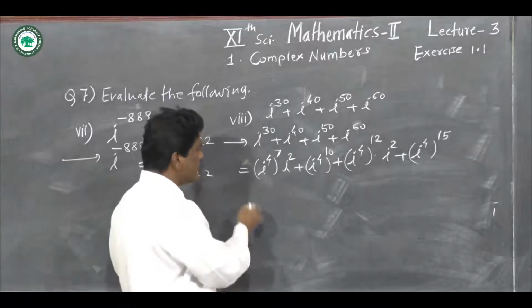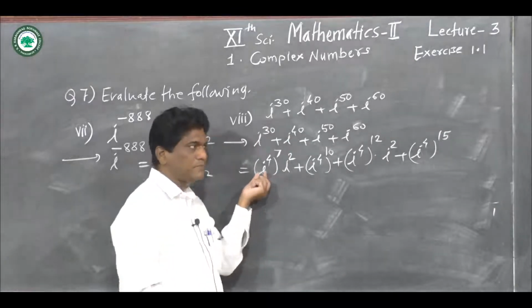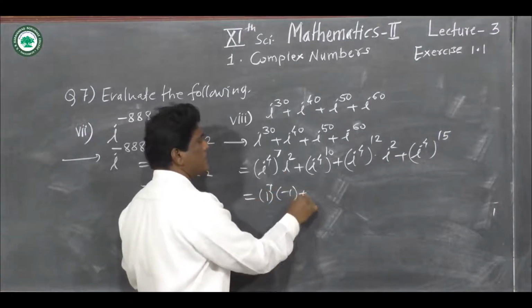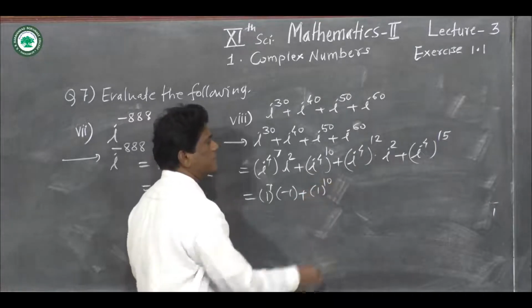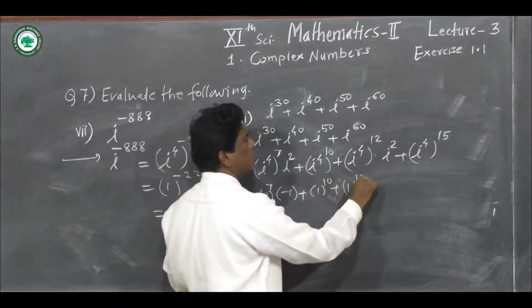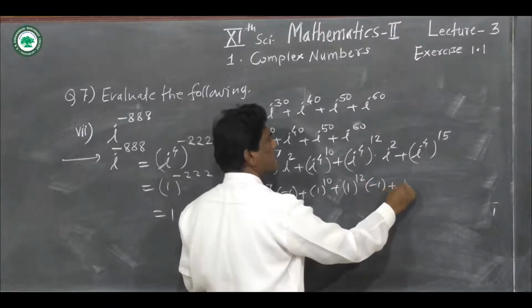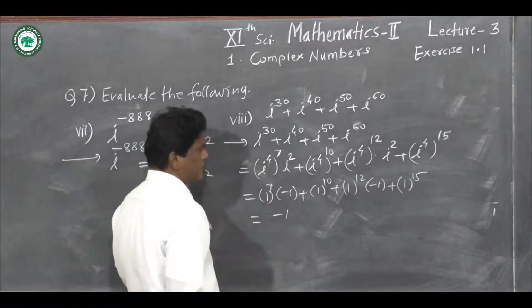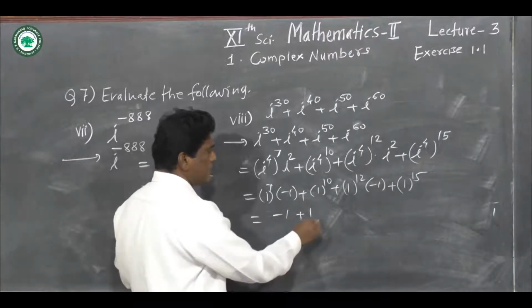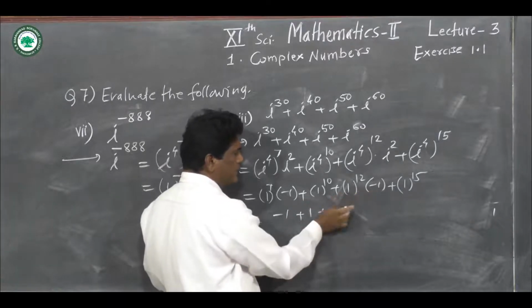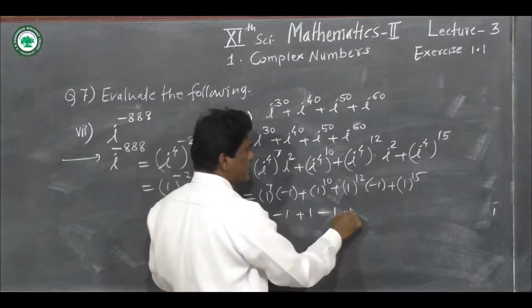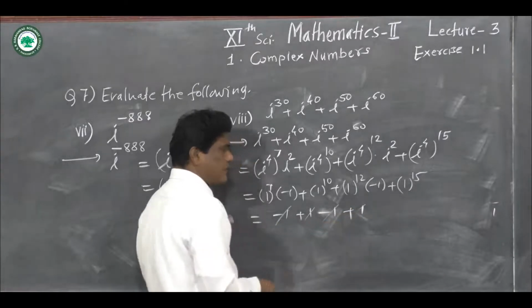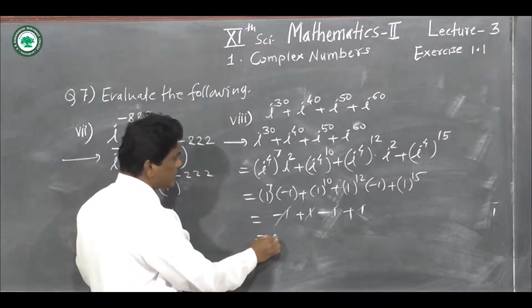Get it? So it is equal to, now here i to the power 4 we know it is 1. So 1 to the power 7, i square is minus 1, plus i to the power 4 is 1, 1 to the power 10, plus i to the power 4 is 1, 1 to the power 12 into i square is minus 1, plus i to the power 4 is 1 to the power 15. 1 into minus 1, that is minus 1, plus 1 to the power 10 is 1, plus here 1 to the power 12, 1 into minus 1, that is minus 1. So here minus 1 and plus 1 to the power 15, that is 1. Now this minus 1 and plus 1 get cancelled, become 0. So the solution value is 0.